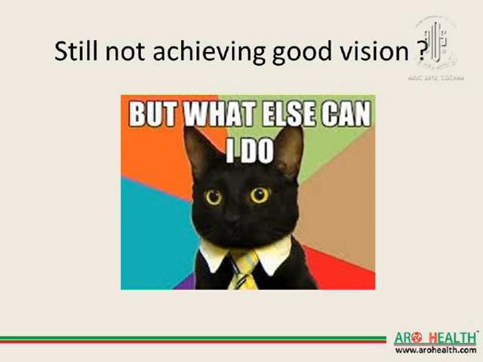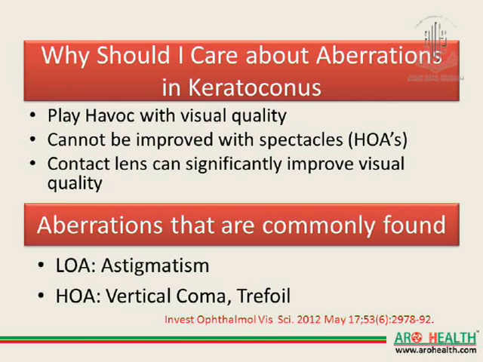Now the patient says, I have keratoconus, I have been diagnosed with keratoconus. But ultimately the patient wants good vision, and he's still not achieving good vision. So what are we missing here? Most of the time we just ignore these subtle things, which are the aberrations. In keratoconus, it's a highly aberrated eye.